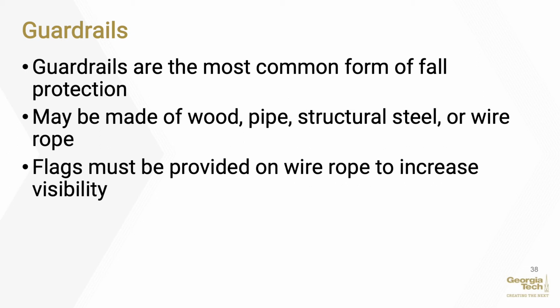Guardrails are the most common form of fall protection. They may be made of wood, pipe, structural steel, or wire rope. Flags must be provided on wire rope to increase visibility.